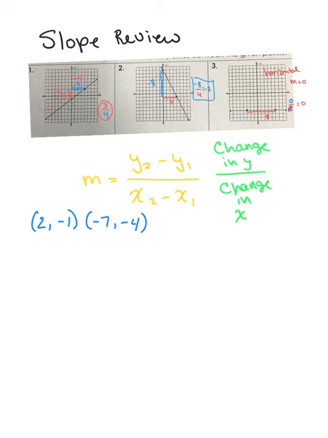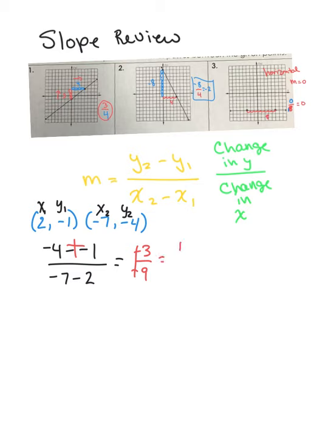Okay, this has (2, -1) and (-7, -4). I'm going to do the same thing like before. I'm going to label it x1, y1, and x2, y2. So y2 minus y1 over x2 minus x1. Two negatives are going to make that positive. So I have -4 plus 1, so that's -3. -7 minus 2 gives me a -9. I'm going to reduce that. Two negatives make a positive, and 3 over 9 gives me 1/3.